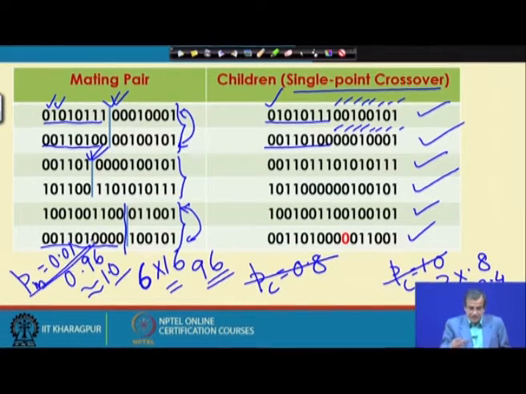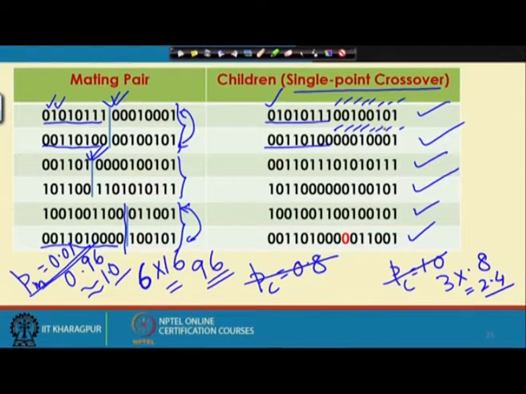Now, if it can generate a number which is less than or equal to 0.01, then that will be a success. So, there will be a mutation, and if there is a failure, there will be no mutation and the bit will remain intact. Bitwise, I will have to check whether it is going to participate in mutation or not.